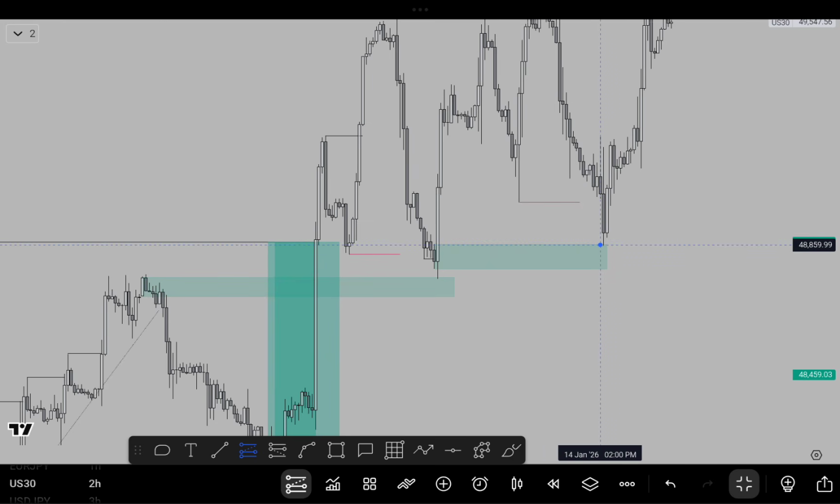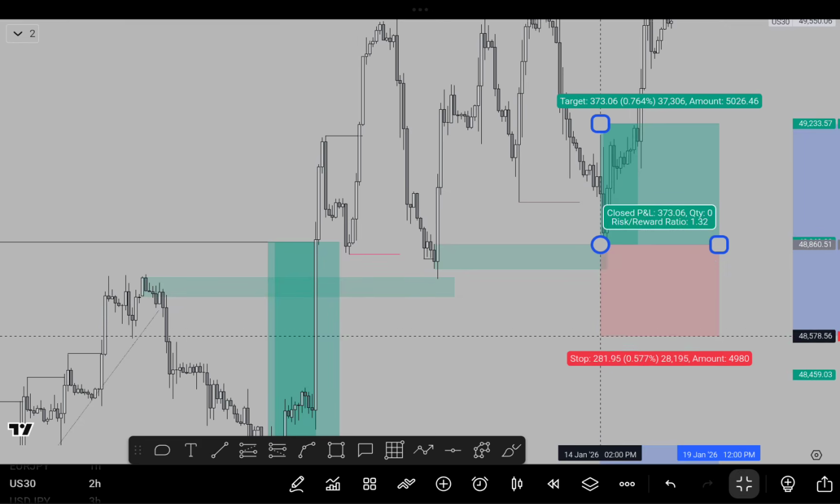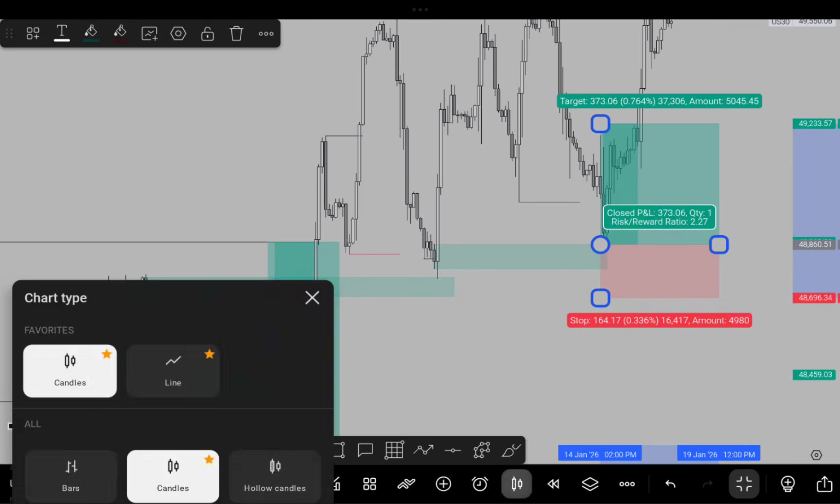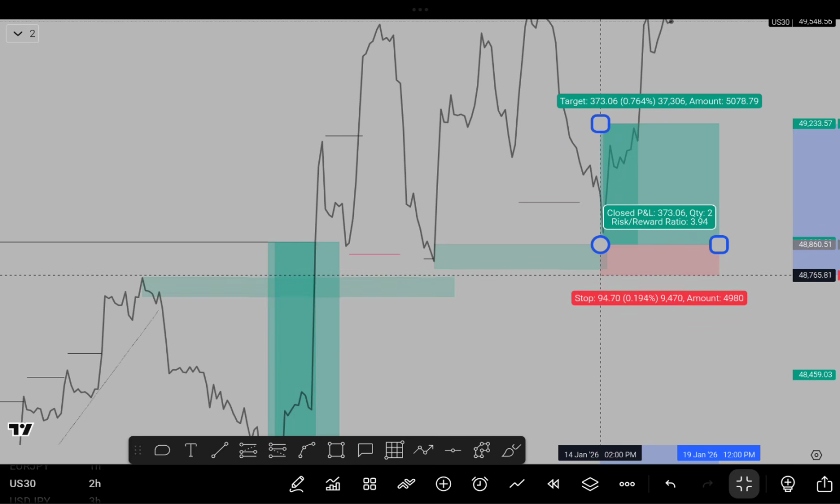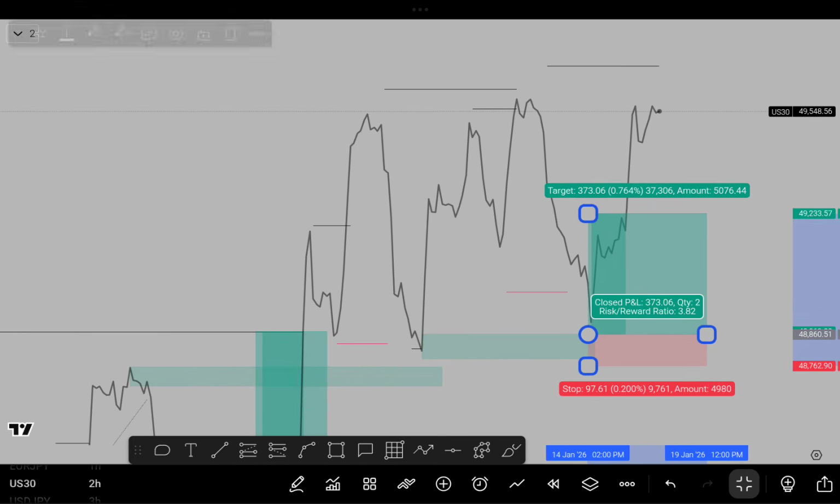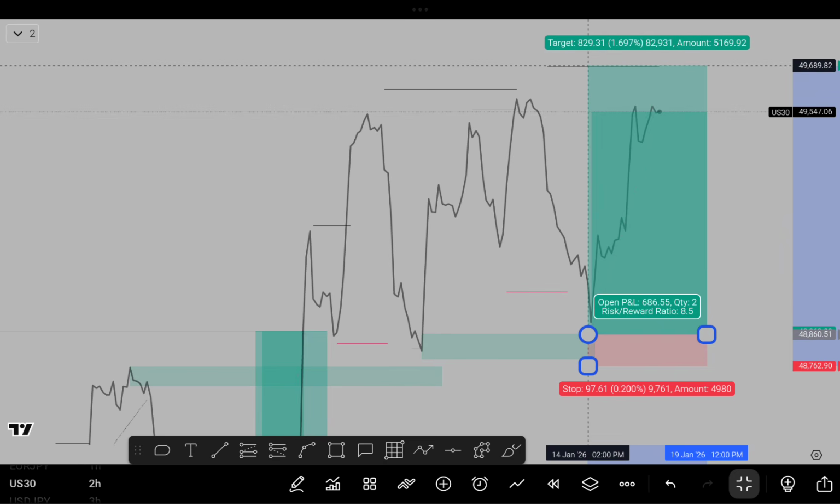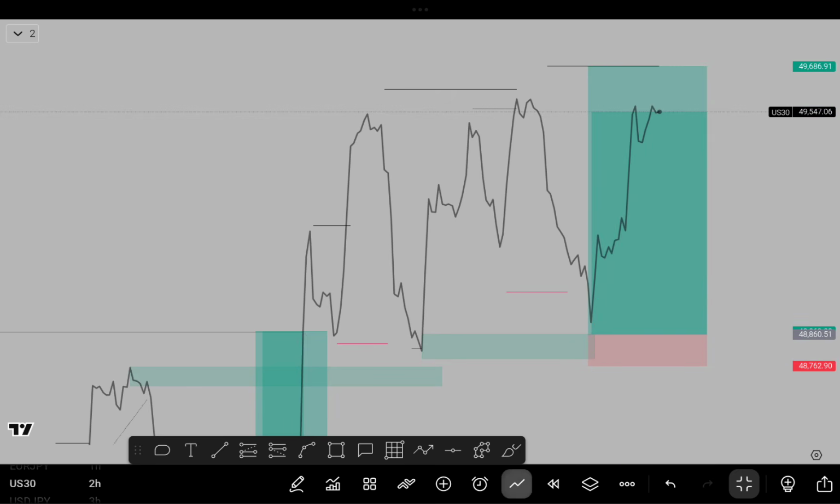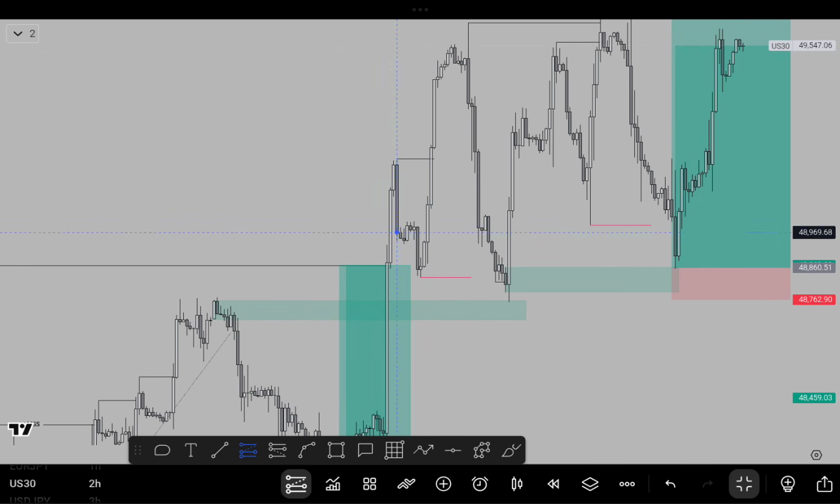Your entry here. Then your stop loss. Like I said, the stop loss is too big. Just go to your line chart, then put it below. Then you take profit, like I said, at this line, which is the next liquidity. So this is an 8-hour trade. Then this one too.